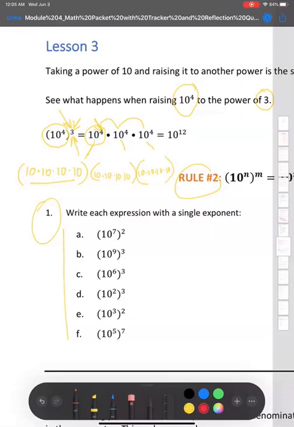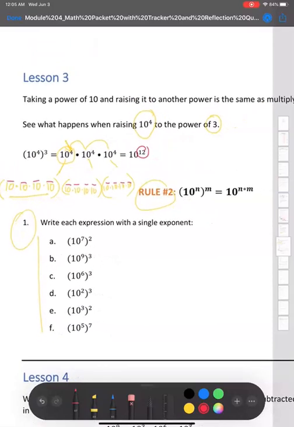Let's count them. I'm going to use a different color here. So you got 1, 2, 3, 4, 5, 6, 7, 8, 9, 10, 11, 12. You got 12 10s. So 10 to the 4th power to the 3rd power is the same as 10 to the 12th power. What did we do with these 2 powers here? Okay, let me erase this so you guys can see it a little bit better, because it got a little messy. So here, when we're using our rule, we're saying 10 to the 4th power to the 3rd power is equal to 10 to the 4 times 3, which is 10 to the 12th. Does that make sense?